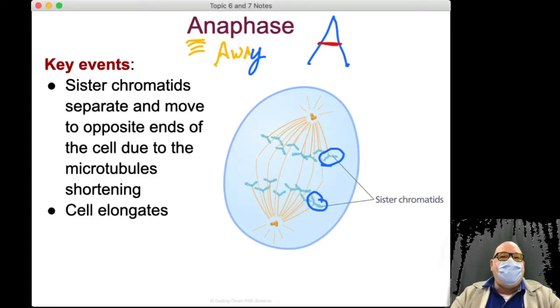The cell elongates. Instead of being circular, it's going to get more egg-shaped. It's going to stretch out. We're going to start seeing it get ready to turn into two cells.